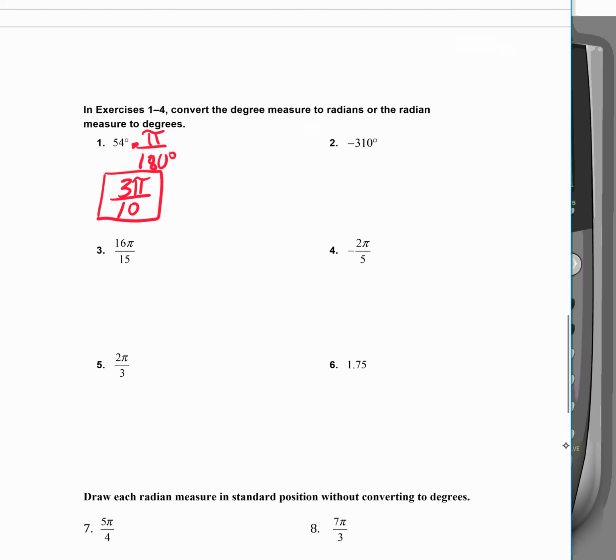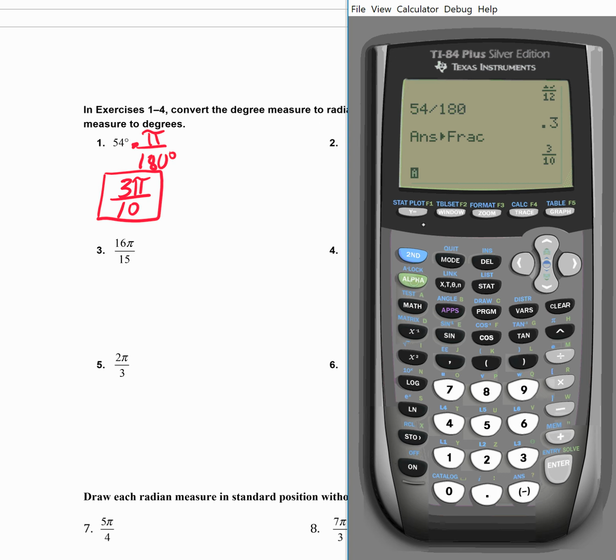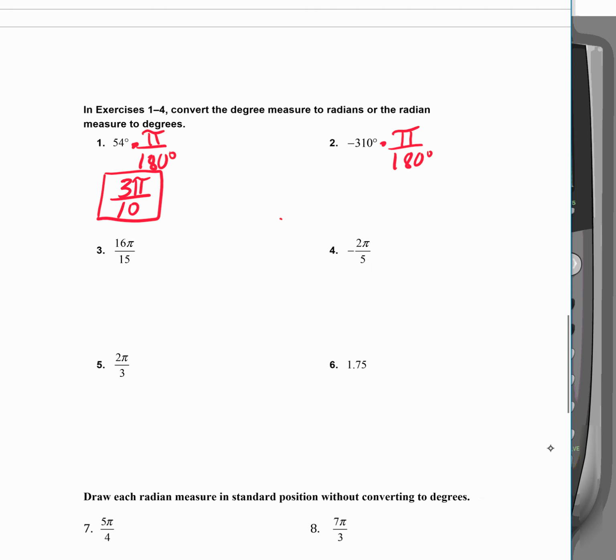You could put it off to the side, but you don't want to get confused and think that it's in the denominator. Again, multiply this by pi over 180. Your alternative is to use the fraction tool, if you have access to one, to give you, in this case, negative 31 pi over 18. The key with these is to not multiply in the pi so you can keep your answers exact when possible.